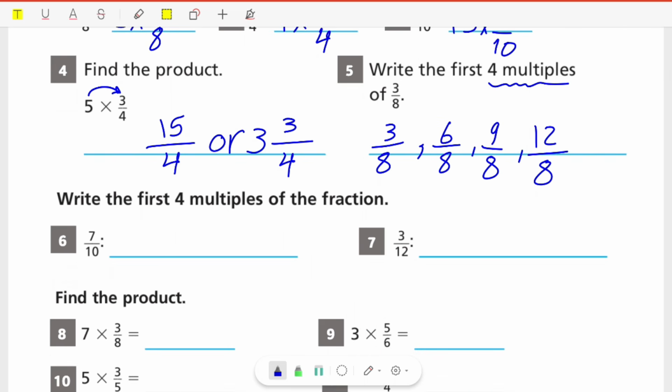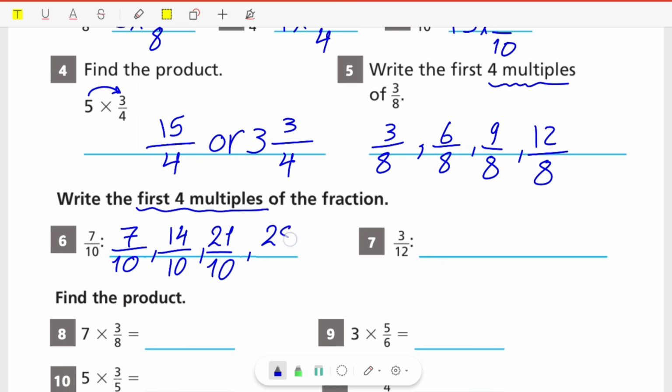Okay, let's go to the next question. He said here to write the first 4 multiples of the fraction. So 7 over 10, you have to write the same fraction as it is at the first one, because a fraction is a multiple of itself. So 7 over 10, and then we're gonna write the multiples of 7 here. So it's 14 over 10, 21 over 10, and at the end 28 over 10.